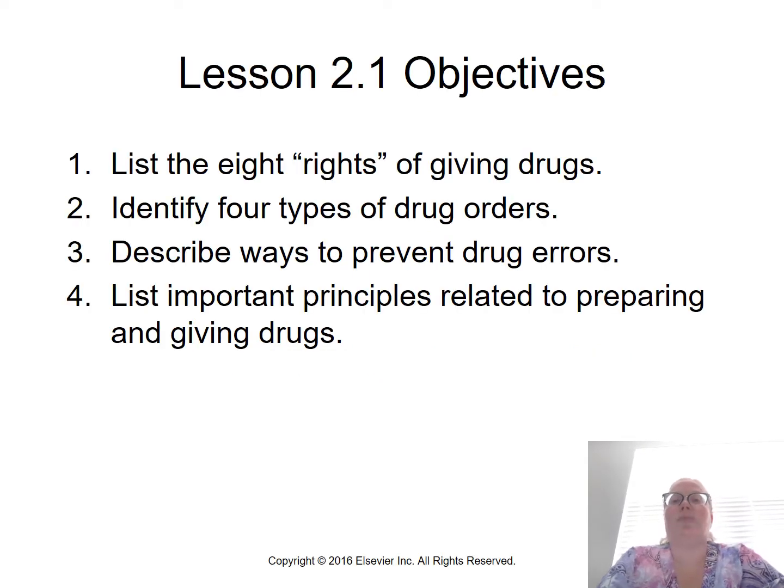Okay, as far as objectives go, there are 8 rights of giving drugs or giving medications that we are going to discuss. We are also going to look at 4 types of drug orders. We are going to look at describing ways to prevent drug errors, and we are going to learn about important principles related to preparing and giving drugs. So these are very fundamental concepts of pharmacology and safe med administration. And this is a very robust chapter. There's lots of information in several dozen slides.